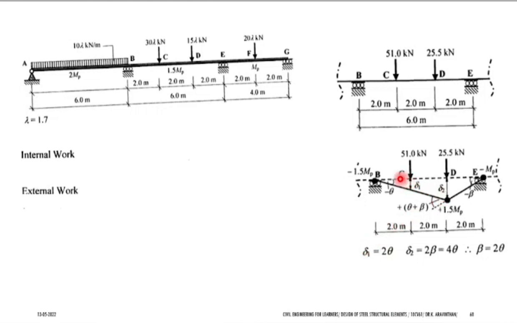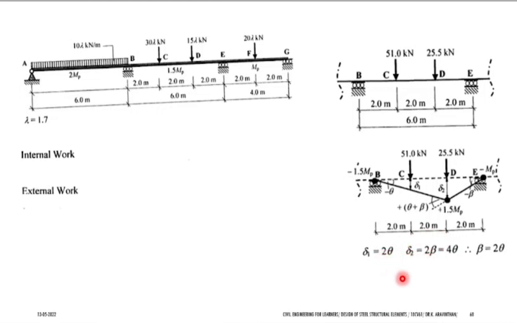For del 1, you can take this triangle. If you need del 1, use tan theta equals del 1 by 2. So you can remove the tan, and del 1 equals 2 theta. The same way you can find del 2. You can take this small triangle and find del 2. Tan beta equals del 2 by 2. So remove the tan, cross multiply the 2, and del 2 will be 2 beta.